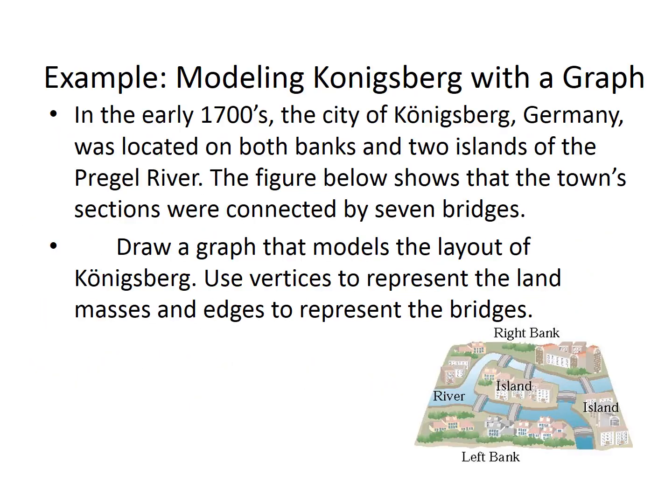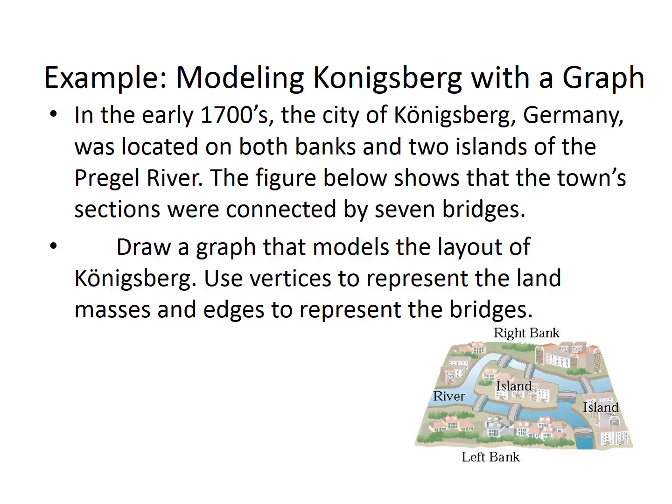So here we are back to this Königsberg problem. In the early 1700s, the city of Königsberg, Germany, was located on both banks and two islands of the Pregel River. The figure below shows that the town sections were connected by 7 bridges. Draw a graph that models the layout of Königsberg. Use vertices to represent the land masses and edges to represent the bridges.